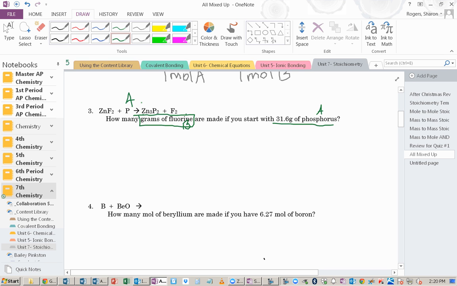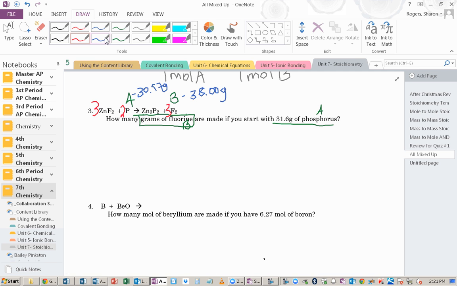So phosphorus is A, fluorine is B. This is mass to mass, so I'm going to end up having to calculate molar mass of both substances. You can either do that in the problem or you can do that in the beginning. I'm just going to do it in the beginning. The mass of P for phosphorus is 30.97 grams. And for fluorine, F2 is 38 grams total. If I balance this real quick, put a 3 here, a 3 here, and a 2 there.